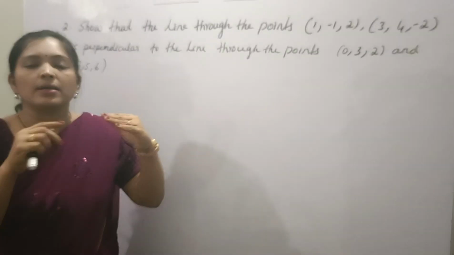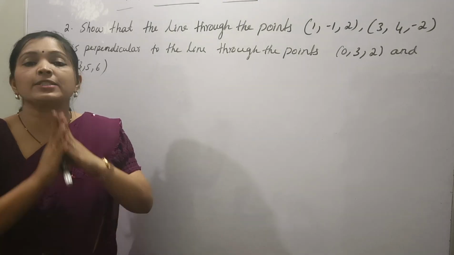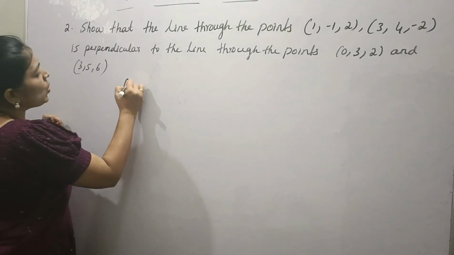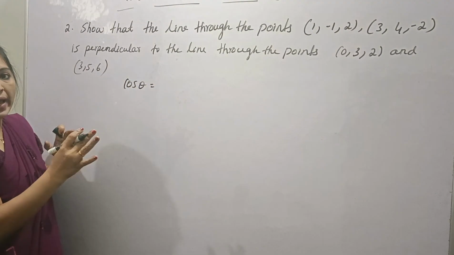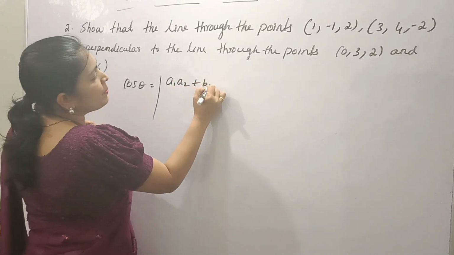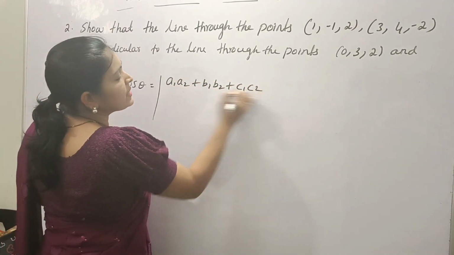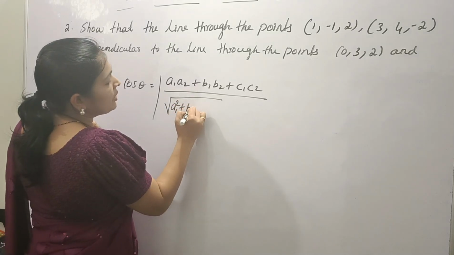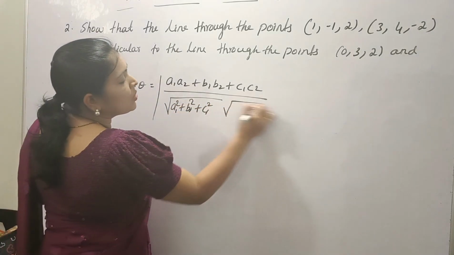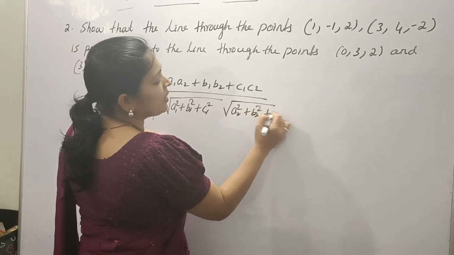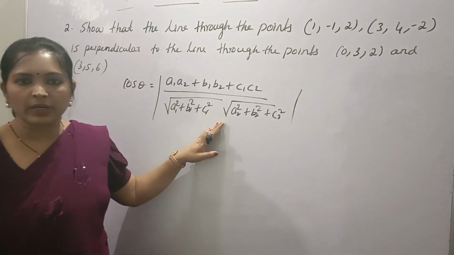Okay. That means we have to show that it's 90, that is theta is equal to 90 degree. That is cos theta is equal to 0. Right. And we have a formula, cos theta, that is angle between two lines, is cos theta is equal to A1, A2 plus B1, B2 plus C1, C2 divided by modulus of A1 square plus B1 square plus C1 square root of A2 square plus B2 square plus C2 square. It is the formula, right?